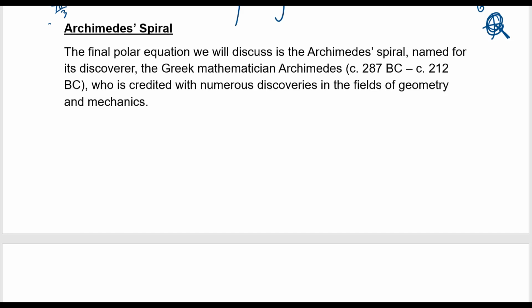Now we're down to our last topic from this polar graphing, and then we're going to talk about Archimedes Spiral. So again, from the textbook, the final polar equation we will discuss is the Archimedes Spiral, named for its discoverer, the Greek mathematician Archimedes. And if you have a chance, look him up. A lot of great, cool things. Circa 287 BC to circa 212 BC, who is credited with numerous discoveries in the fields of geometry and mechanics.